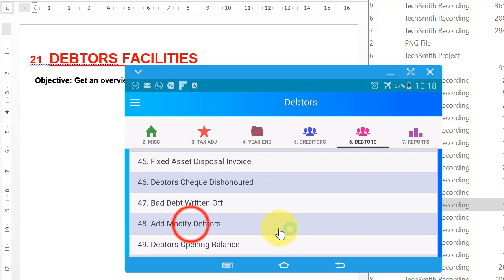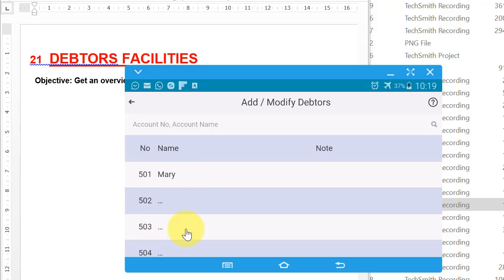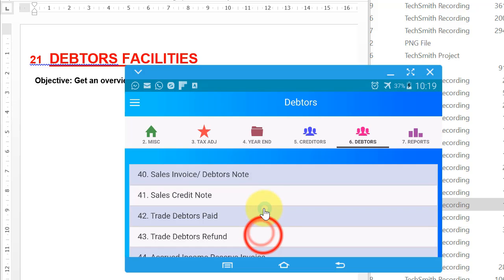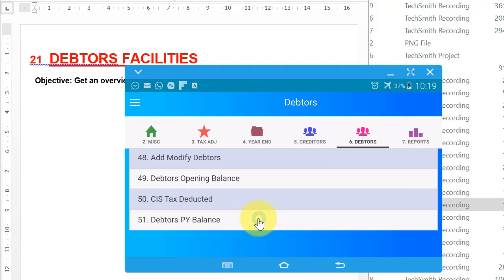And then below here, we use this form to add or modify debtors. We already have Mary. You click 502 to add another data there. And then probably the last form here, we've got a form for recording a debtor's opening balance, at the start of the financial year.